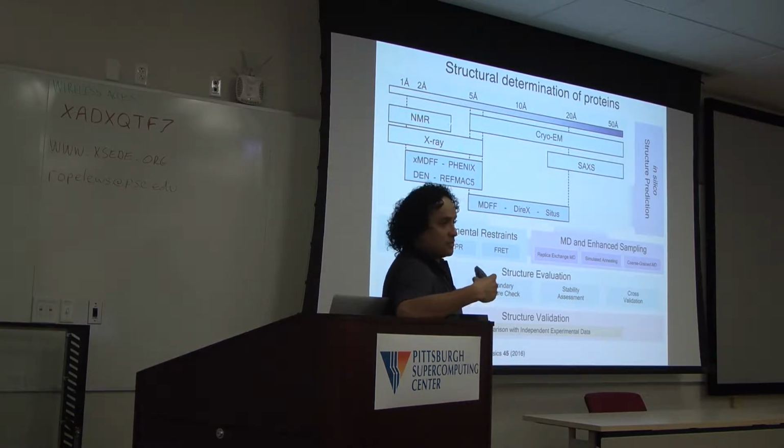So the most used sources of structures have been solution NMR and X-ray crystallography, right? And depending on the resolution of that structure, you can use other software to do refinement. There is a variety of software you can use to refine those experimentally derived structures.